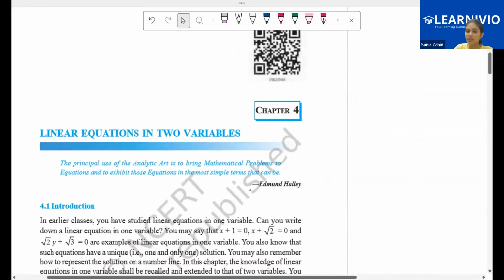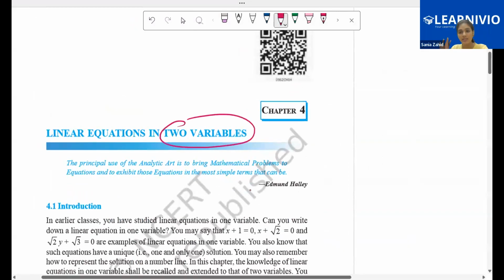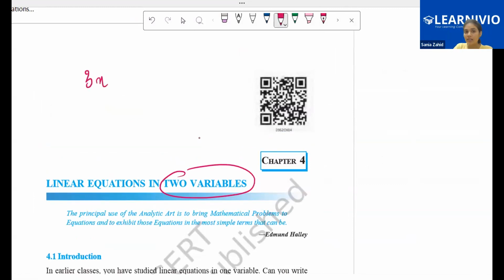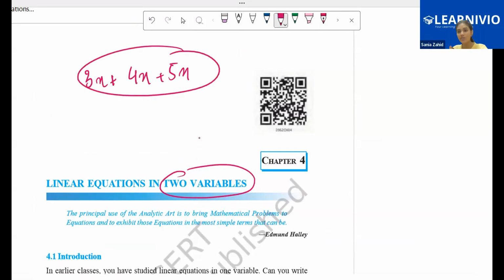So now in this lesson, the first thing you come across is that this chapter is going to deal with linear equations in two variables. Why are we writing two variables also? Just writing linear equations was fine. The reason is, if you have just one variable in your equation, for example 3x plus 4x plus 5x, how many kinds of variables are here? Just one variable, right? So this is known as a linear equation in one variable.